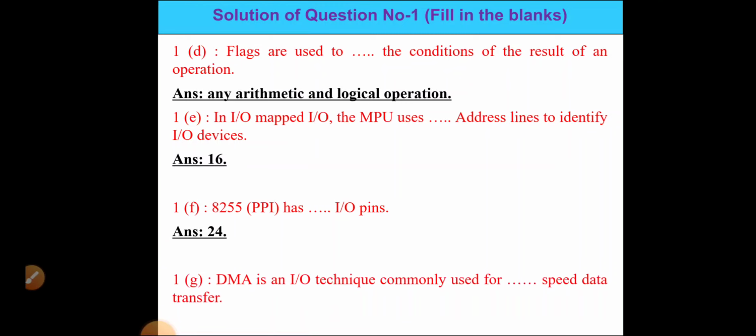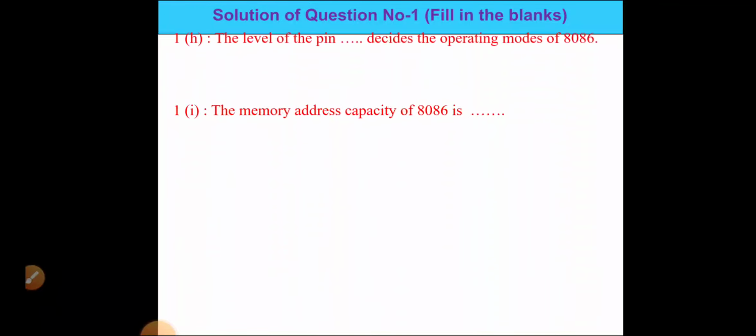DMA is an input-output technique commonly used for high speed data transfer, to send and receive data directly to and from the main memory. The level of pin 33 decides the operating mode of 8086. The level of pin 33 decides the operation mode of 8086.